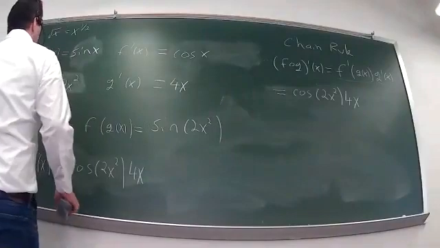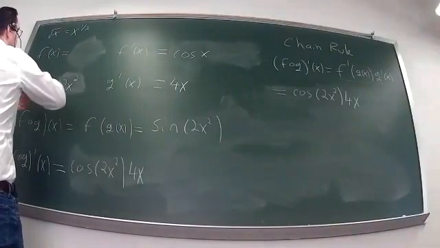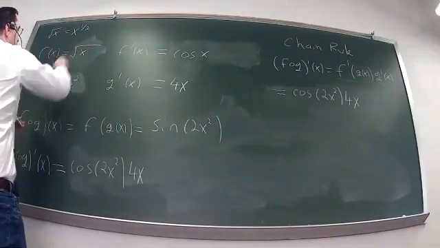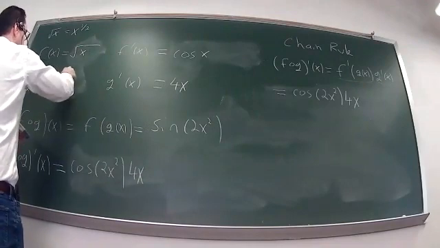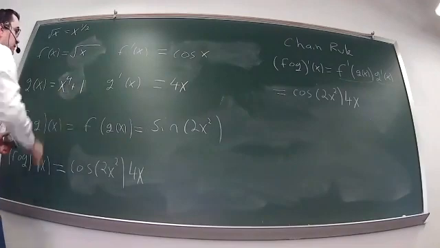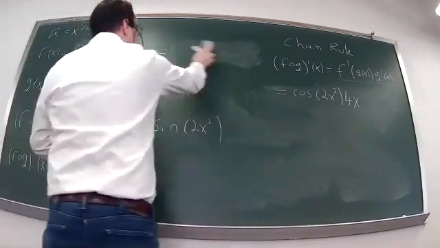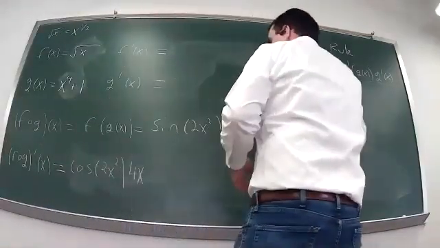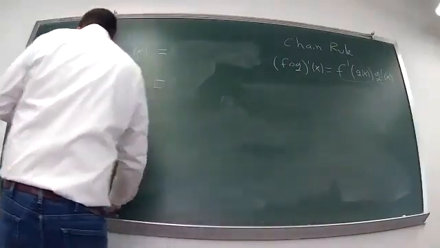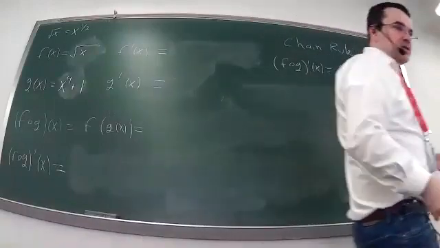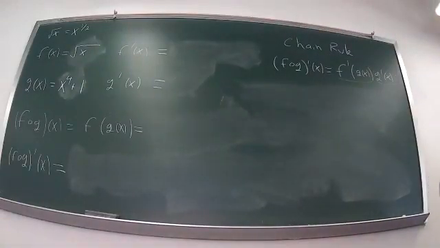Okay. Let's do one more. Let's take f of x equal to square root of x. Let's take g of x equals x to the 4 plus 1. Take a moment to please work that out and chat me if you've got any questions.